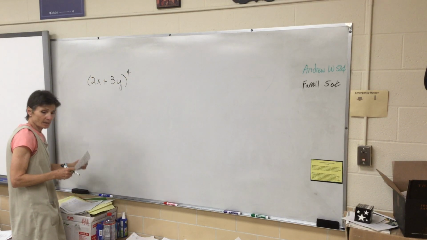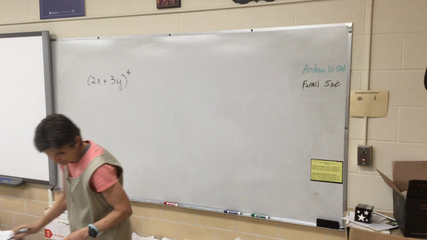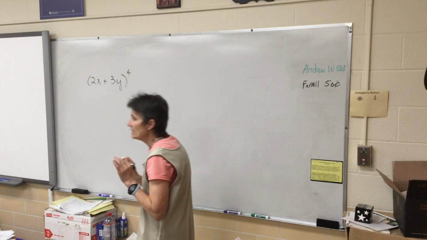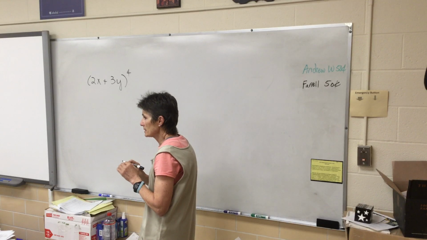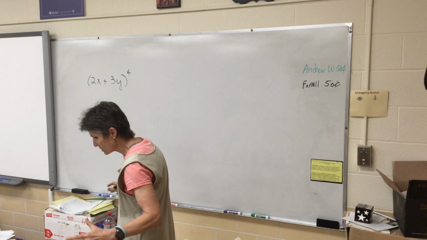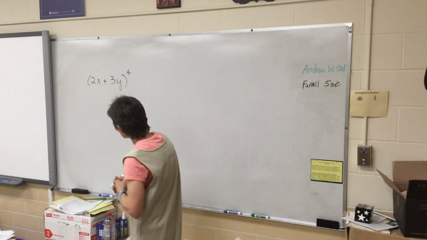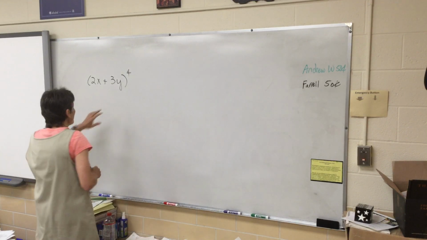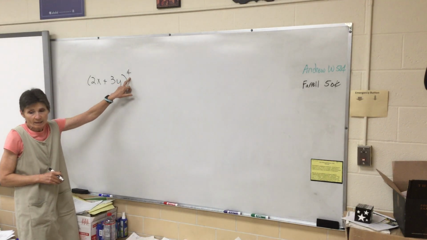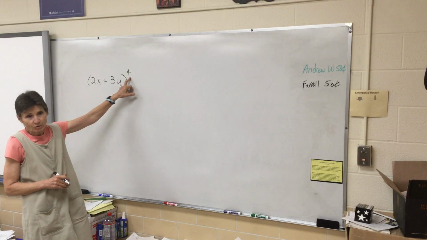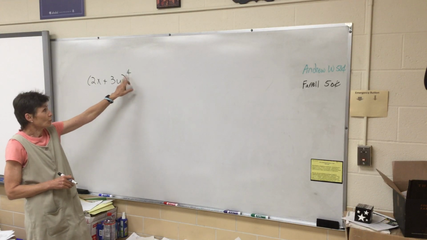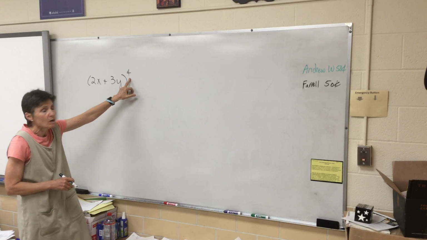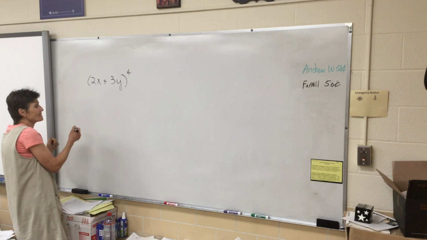We're going to expand. Now, when we expand it, we have to have some coefficients, some numbers, and then we'll have some 2x's and some 3y's. So the numbers are either going to come from the 4th row of Pascal's triangle, or they're going to be the C numbers.